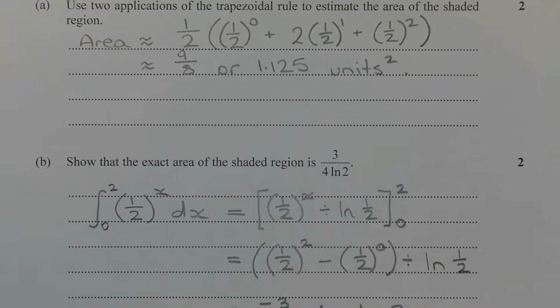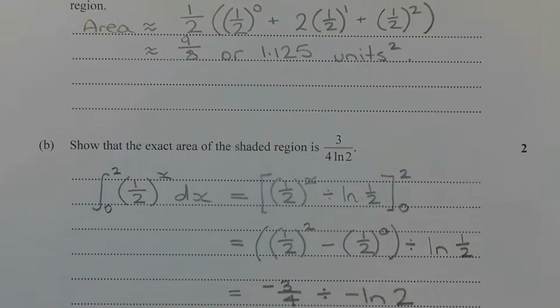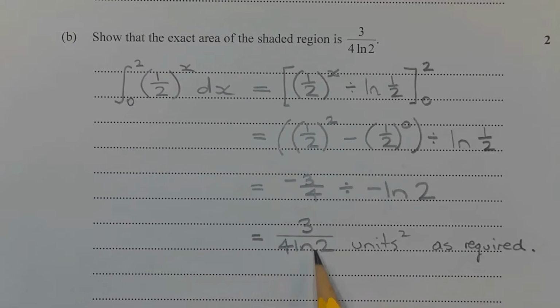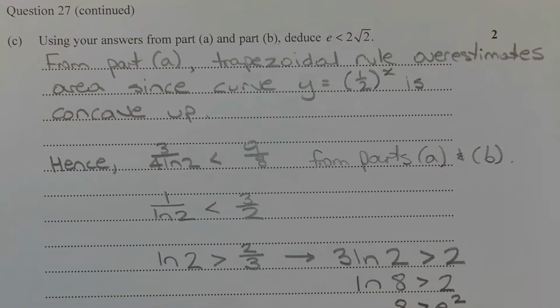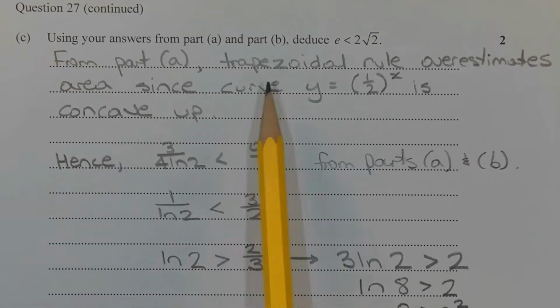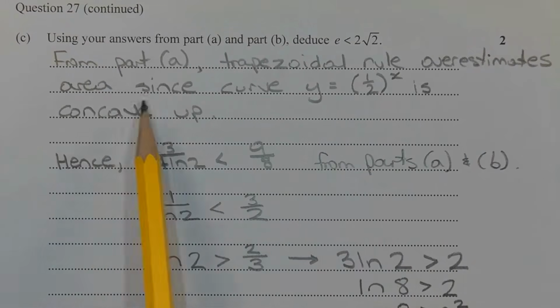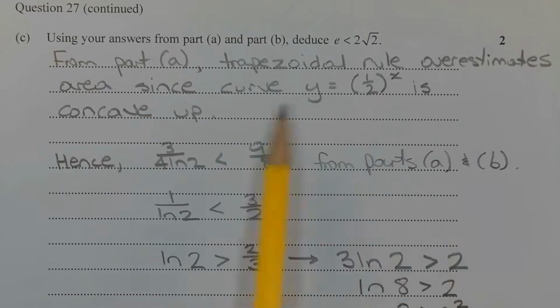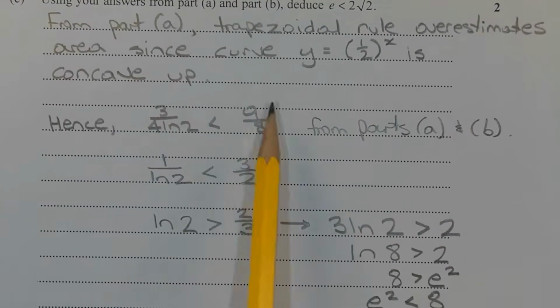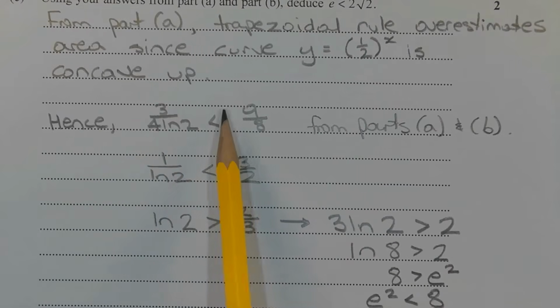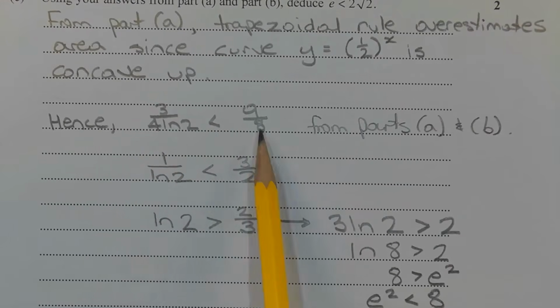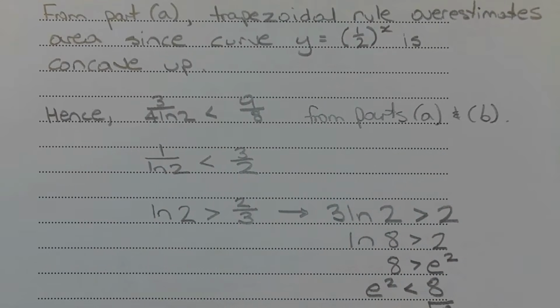So we can form an inequality. That is, 9 over 8 is greater than 3 over 4 ln of 2, or we can write it the other way around. 3 over 4 ln of 2 is less than 9 over 8. So let's have a look at the solution in a little more detail. So from Part A, the trapezoidal rule overestimates the area since the curve y equals half to the power of x is concave up. Hence, we can form this inequality. 3 over 4 times ln of 2, so this is the exact area, is less than the estimate, 9 over 8. And that's from parts A and B.